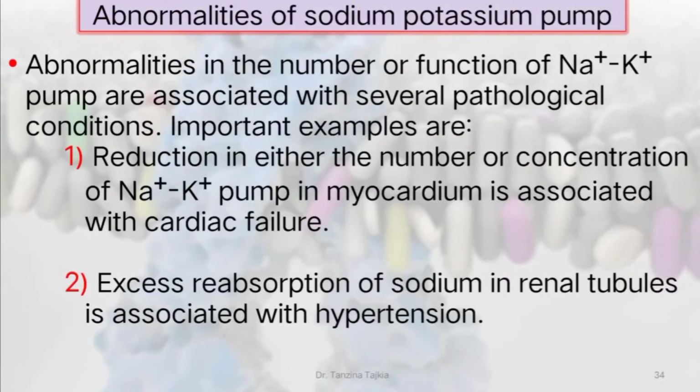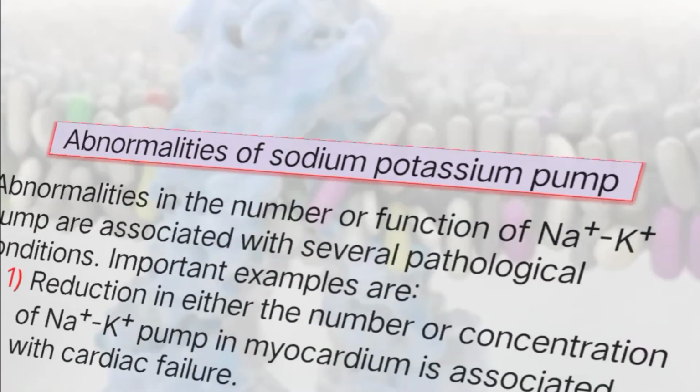Abnormalities of the sodium-potassium pump are associated with several pathological conditions. Examples are: reductions in either the number or concentration of sodium-potassium pumps in the myocardium are associated with cardiac failure, and excess reabsorption of sodium in renal tubules is associated with hypertension.